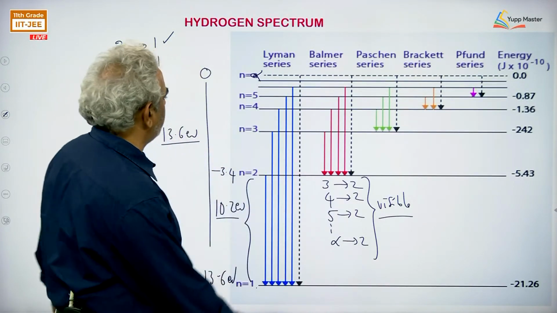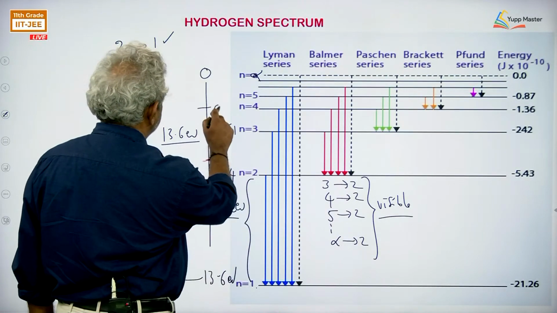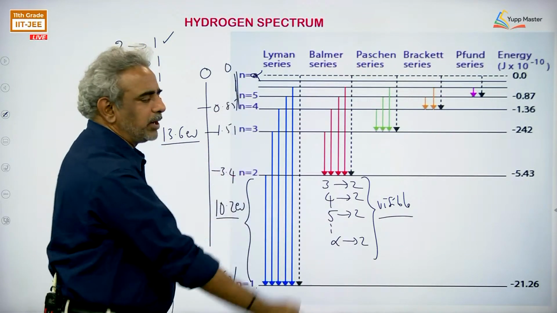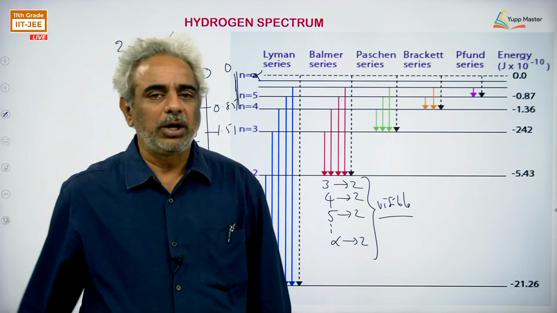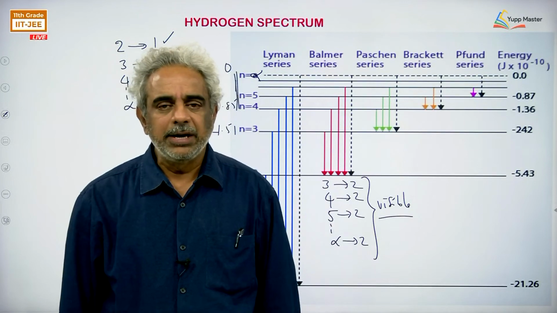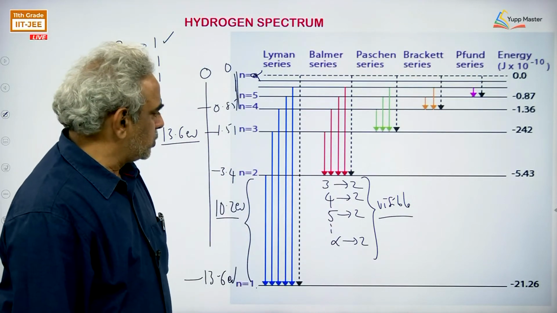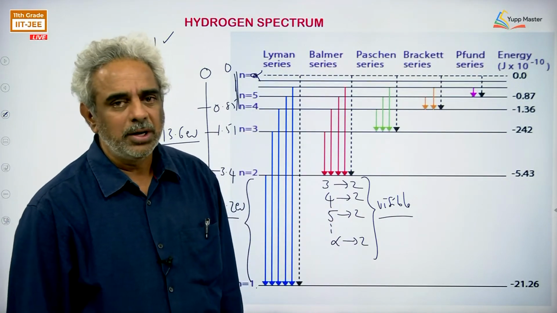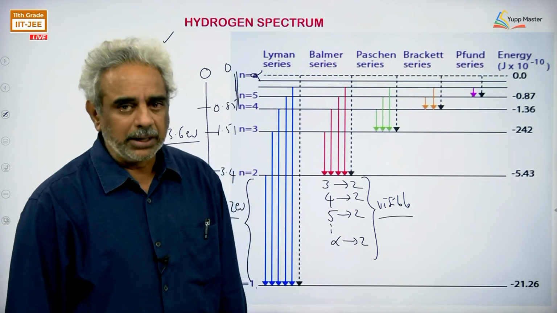The energy gap is after all how much? This is minus 1.51. This is minus 0.85. This gap itself is 0.85 electron volts. If you correspondingly calculate the wavelength, it falls in infrared radiation, heat radiation, thermal radiations you will get. So this is what is the hydrogen spectrum, grand success of Niels Bohr's model. Every line's energy we can calculate using Rydberg's equation.